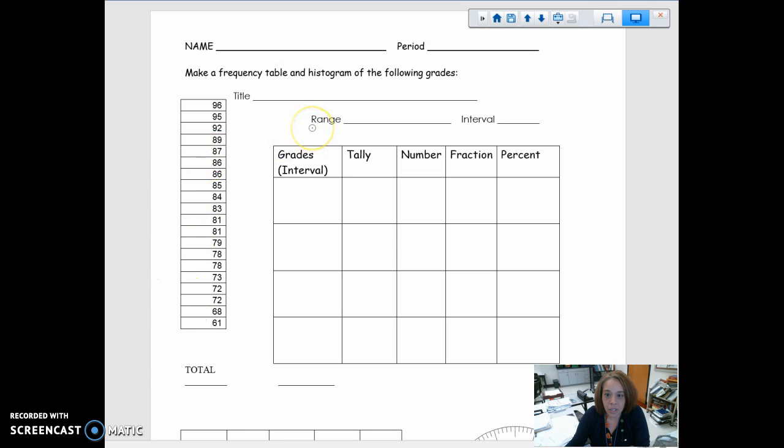That's where I'm going to start, right here where it says range. What is the range of my data? My range goes from 61 all the way up to 96. What would be that spread? You could subtract that out and find the spread. You would do 96 minus 61. 6 minus 1 is 5, and 9 minus 6 is 3. That's your spread. You could call the range 35, the difference in numbers, 35 points apart from the highest to lowest score. Or you can call the spread 35 and your range is from 61 to 96.